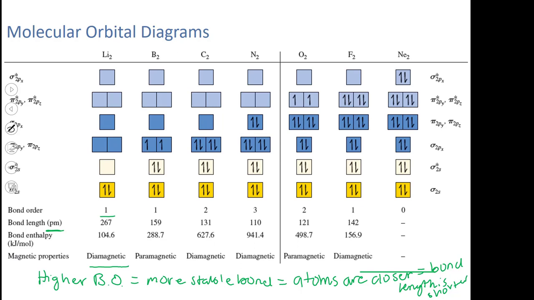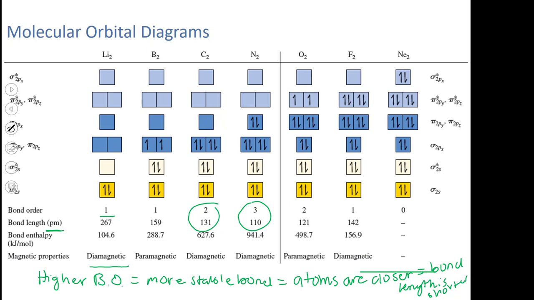So if you look at this, say, if we're comparing carbon versus nitrogen, carbon has a bond order of 2 and a bond length of 131, whereas nitrogen has a bond order of 3, which is a higher number, and a bond length of 110. So it got shorter as the bond order increased. So these are questions I could ask you to see if you understand: which one would have the longer bond length? Then you have to determine the bond order. Now again, what's the catch if I've already given you both the bond order and the bond lengths?